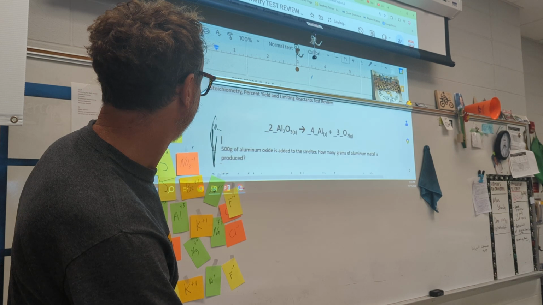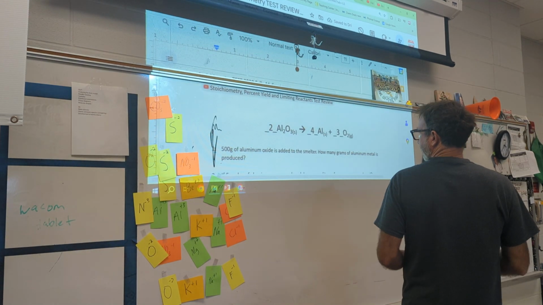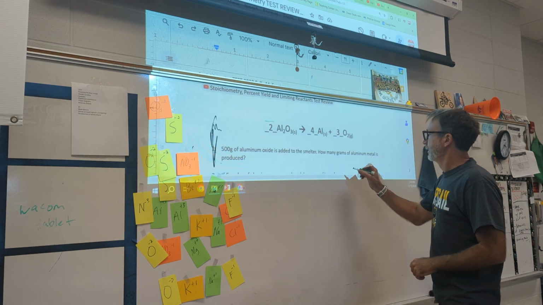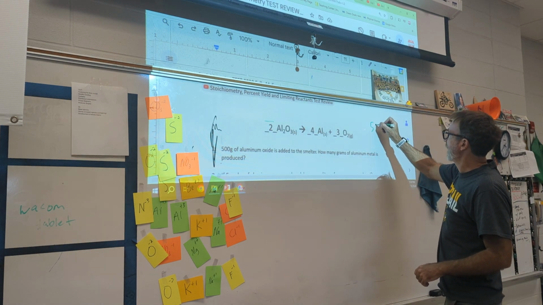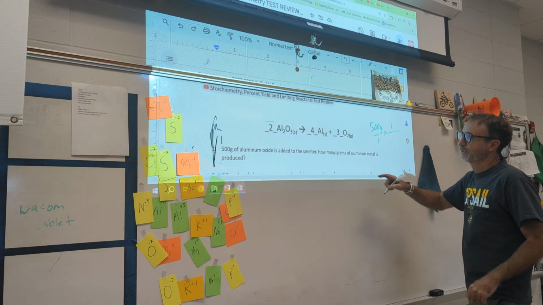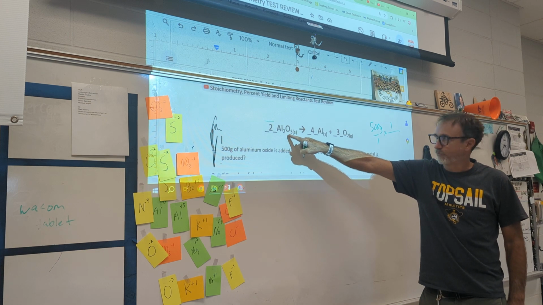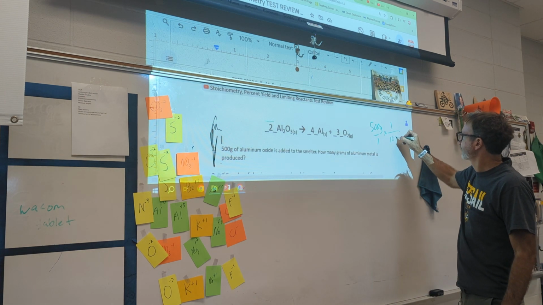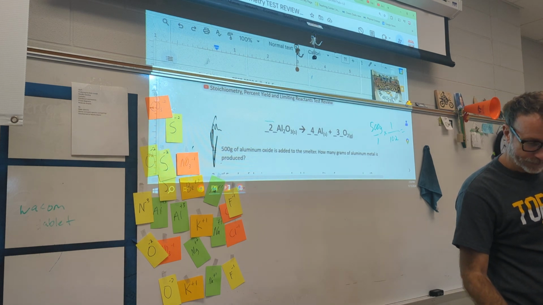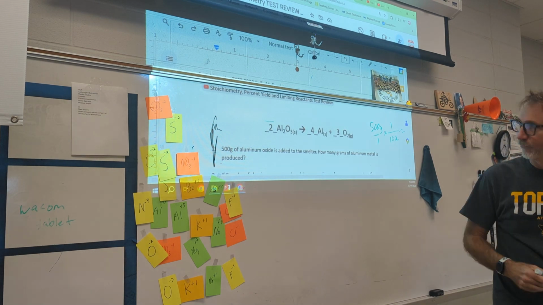All right, here we go. 500 grams of aluminum oxide. We can't write 500 grams there, so let's go ahead and convert it. 500 grams over 1 times 1 over... Remember, this is 54 plus 48, so that's 102. Figure out how many moles that is. 500 divided by 102 equals 4.9.